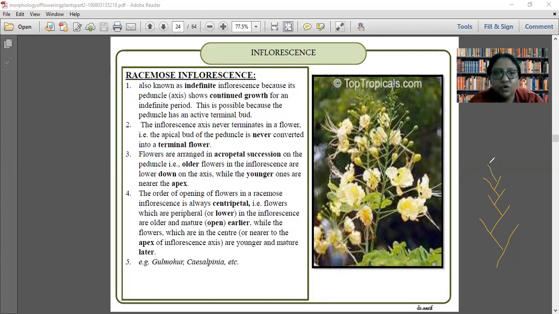Okay. So it is not always necessary that flowers will be arranged in acropetal succession. It may be an acropetal succession, meaning older flowers are at the down part and younger flowers are at the tip. Okay. Now, it is always centripetal in case of racemose inflorescence. What do we mean by this?